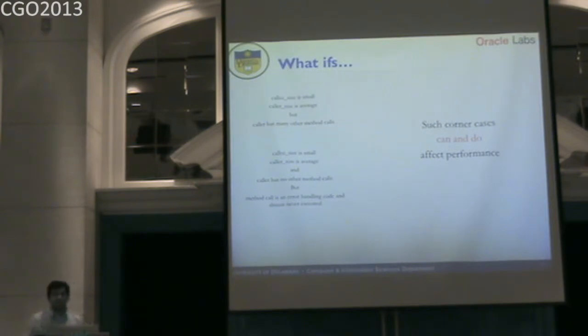Even if that is not the case, if there were no other method calls, the present method call may be in an error handling scenario. In that case, again, you're going to inline something which is never going to be used, so that's also going to be a bad scenario for you. So the problem is that there are a lot of corner cases which the compiler writer cannot come up with when he's writing the compiler. So that is a big problem with a static heuristic.